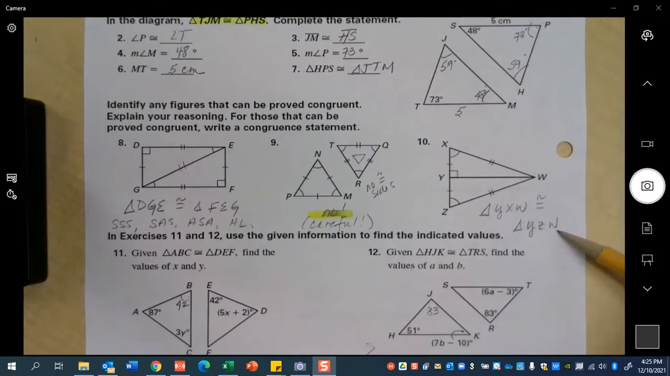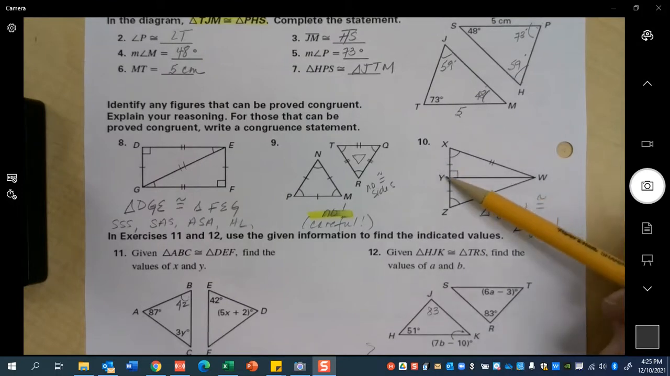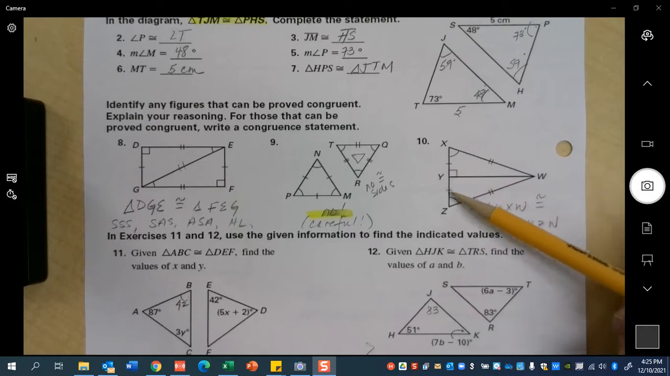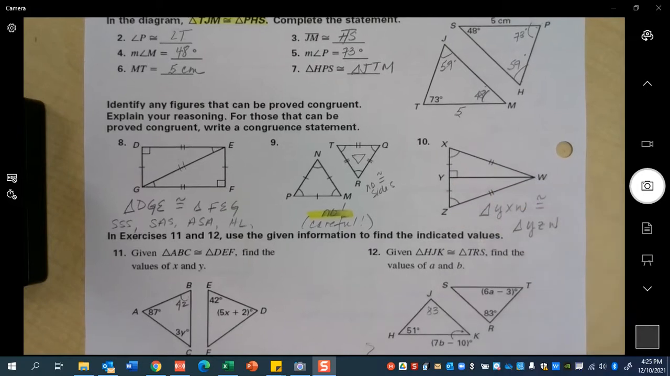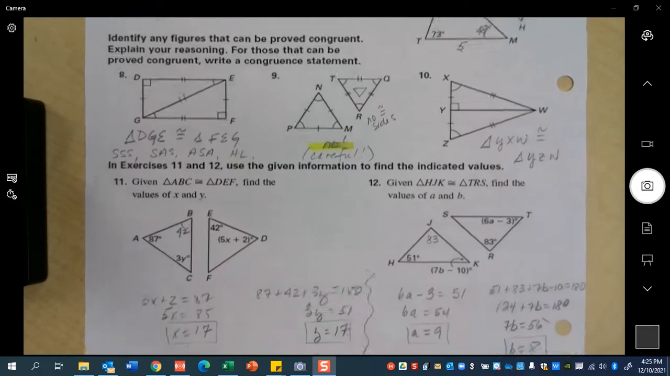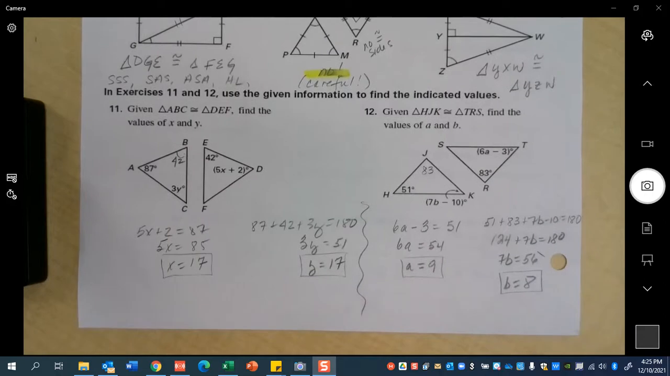All right, so those are my two right triangles that are congruent. Careful to match up YXW with YZW. I have these congruent triangles I was given, so then I can find those values by matching up corresponding sides.